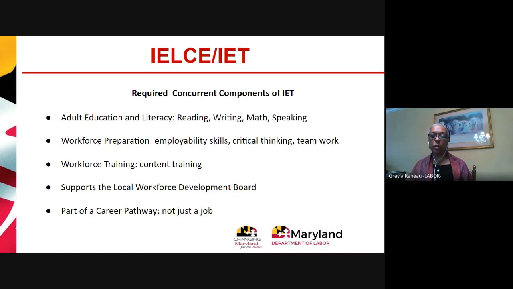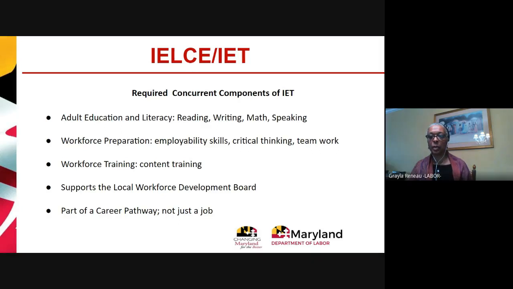Workforce preparation is basically your employability skills. At one point, we referred to these as soft skills, but they really are employability skills, which include critical thinking, teamwork, how to be proactive in learning the skills that they need in order to be a team player in the workforce. And then you have your workforce training, which is your content training.